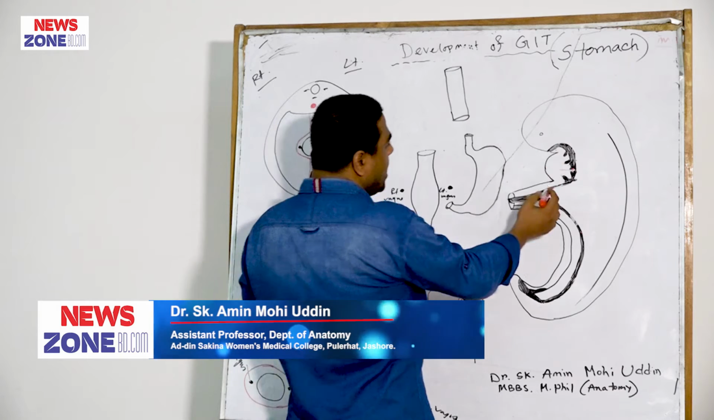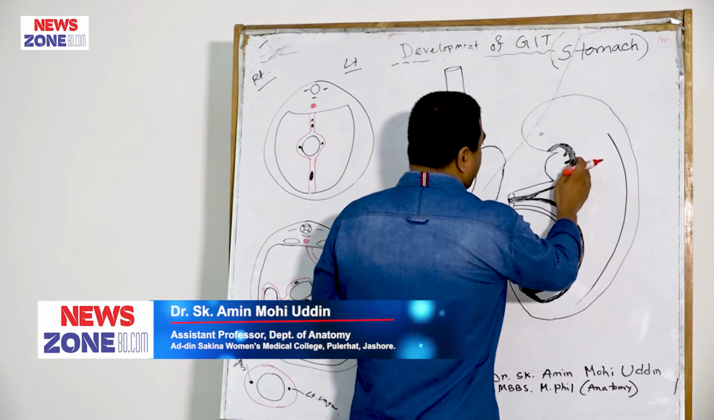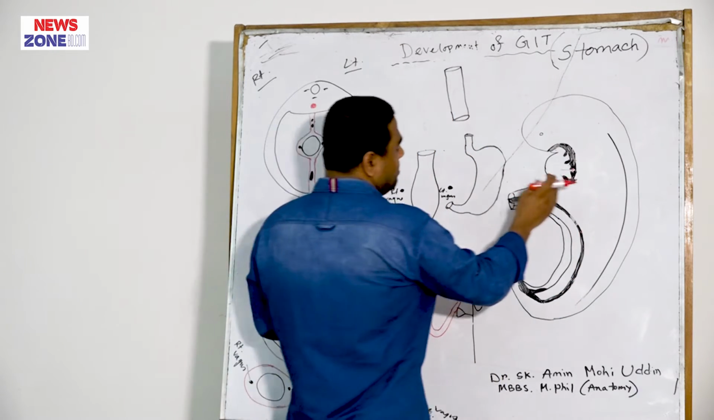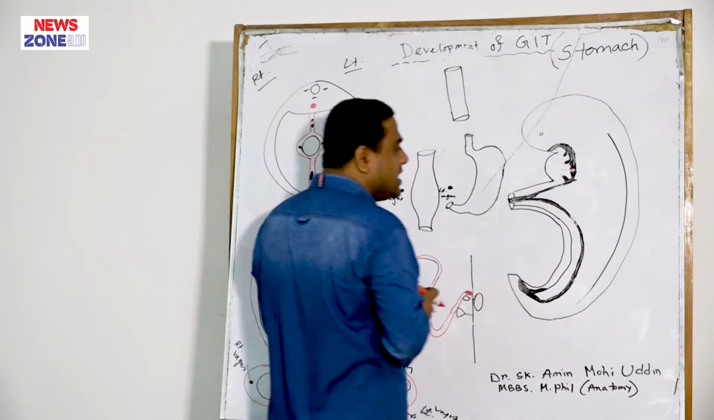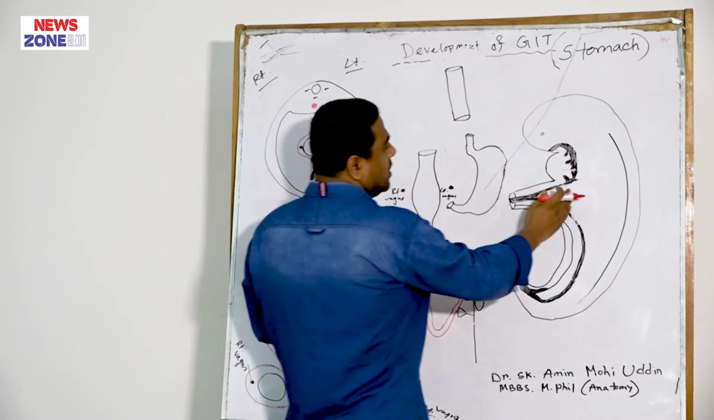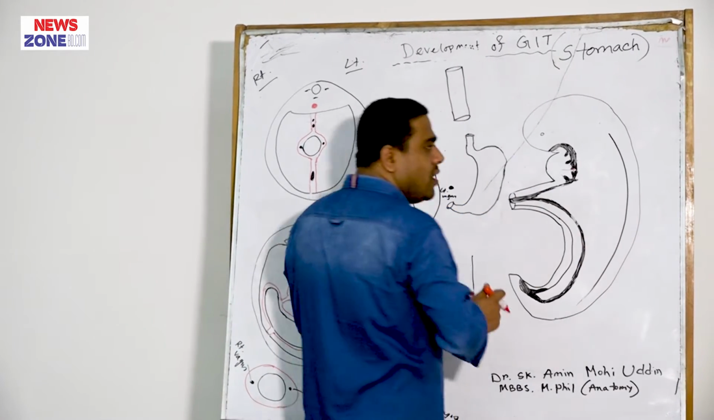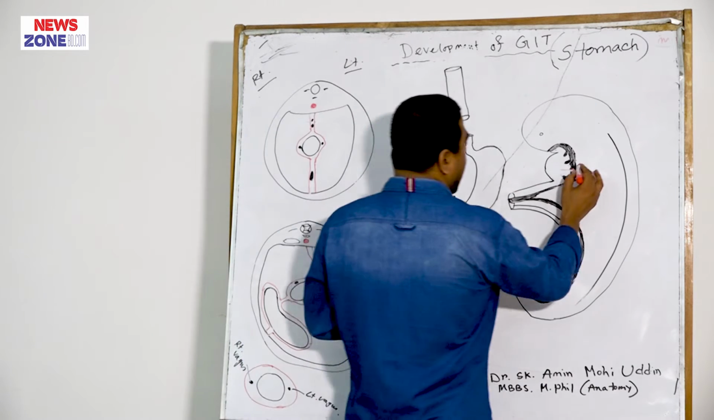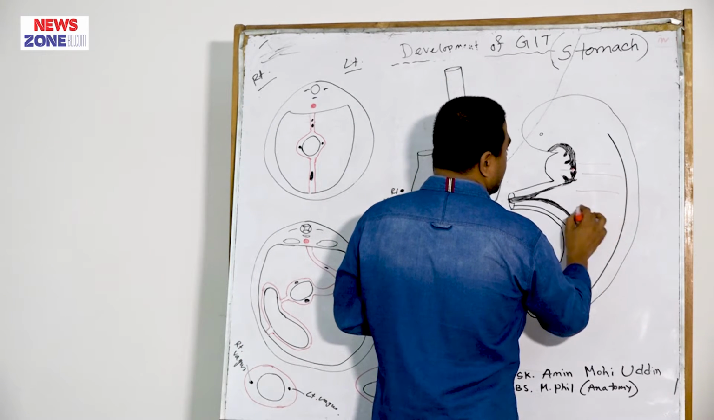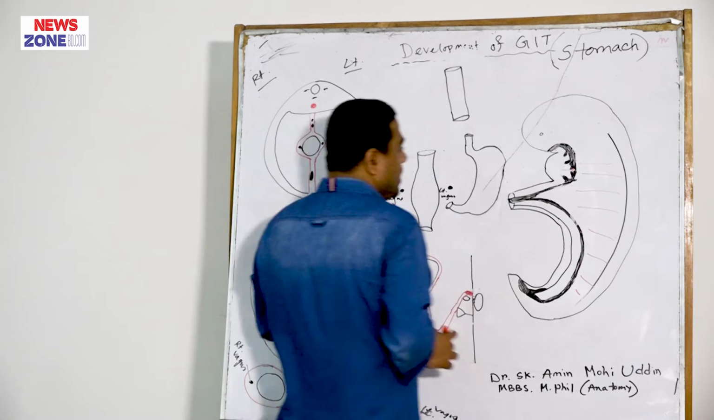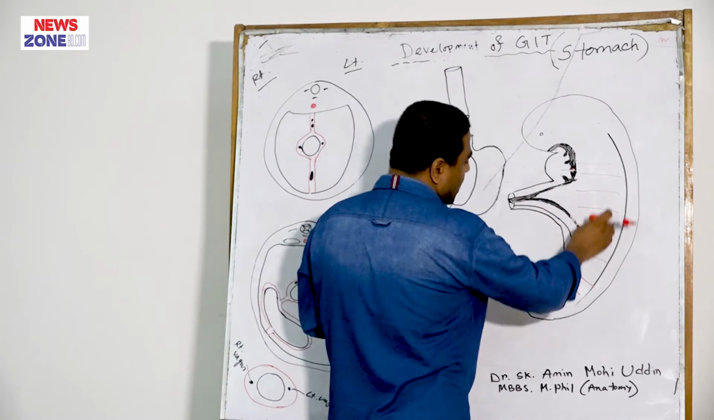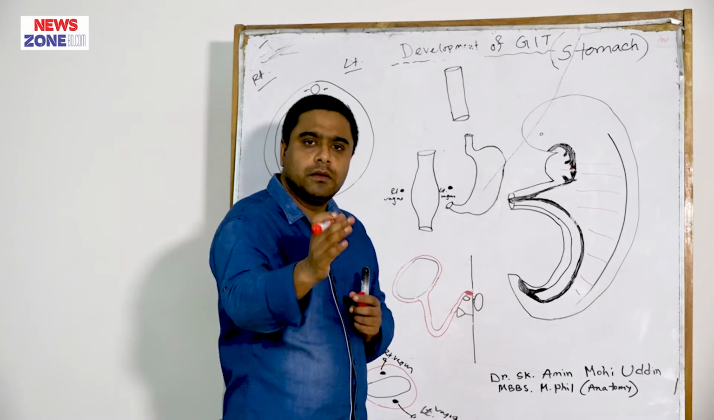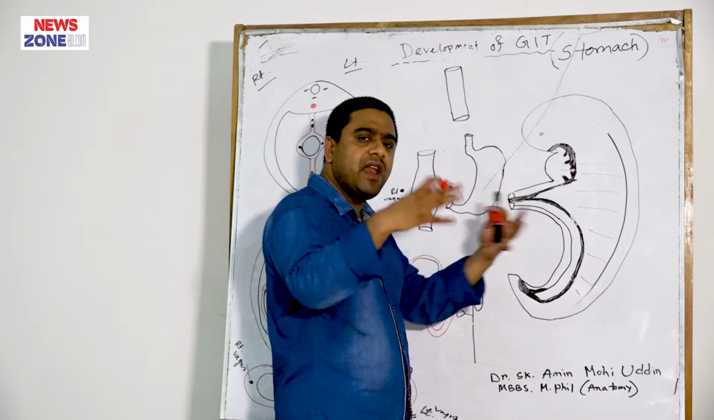Actually, the caudal part of the foregut, the midgut and the major part of the hindgut are suspended from the dorsal body wall of the embryo by a double layer of peritoneum, and this is known as dorsal mesentery. And this dorsal mesentery is divided into several parts.